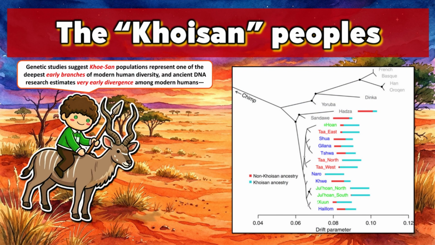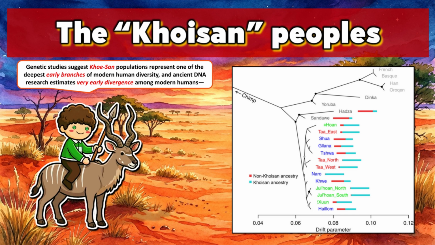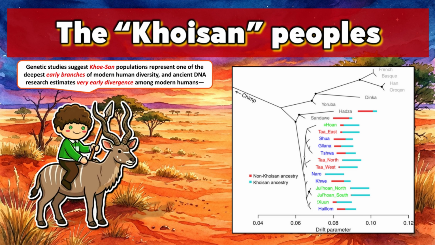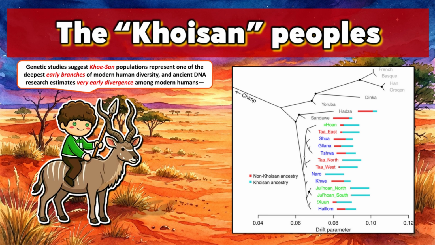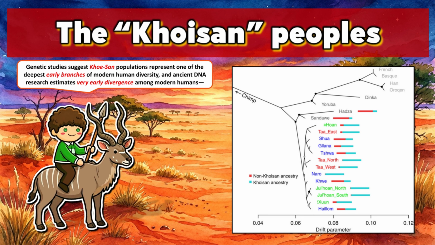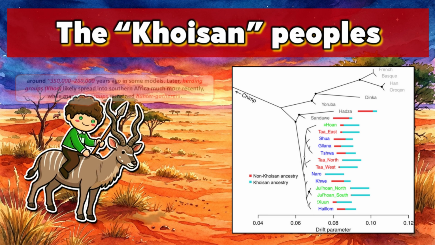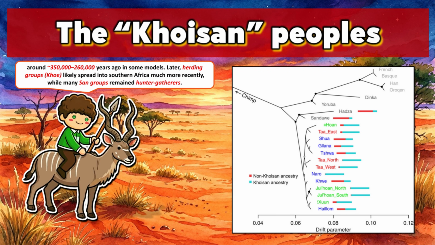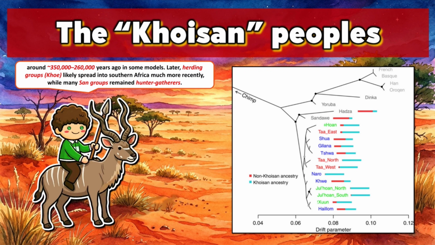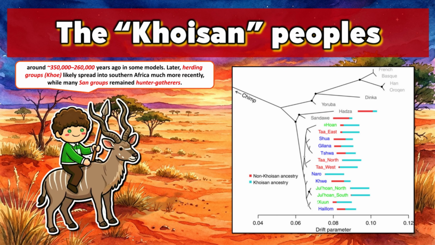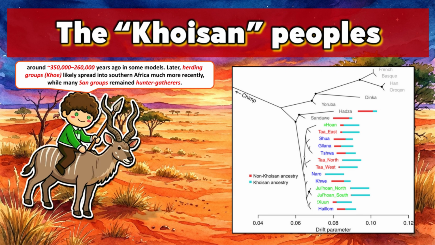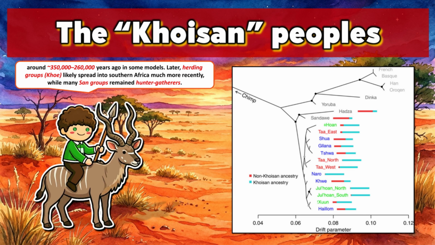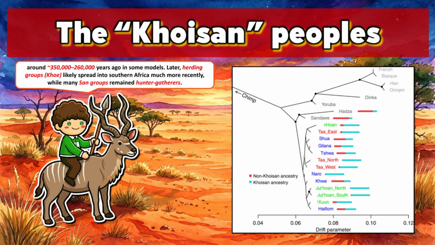Genetic studies suggest Khoisan populations represent one of the deepest early branches of modern human diversity, and ancient DNA research estimates very early divergence among modern humans, around 350,000 to 260,000 years ago in some models. Later, herding groups like Khoe likely spread into southern Africa much more recently, while many San groups remained hunter-gatherers.